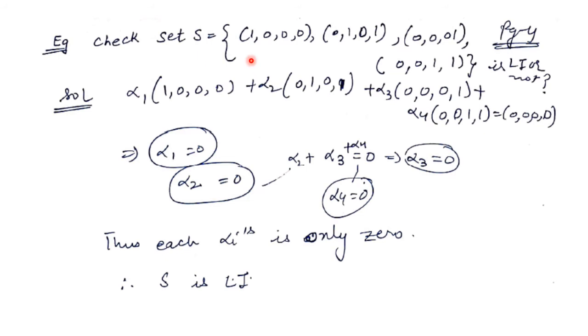One more example, let's suppose this is this set. We have to check whether this set is LI or not. So we take its linear combination, equate it to 0, right? We will get the equations in alpha i. Simplify all these equations. So we get each alpha i is 0 only, right? So therefore this set is LI. So if we get only the trivial solution, then LI, right? If along with the trivial solution we also get a non-trivial solution, then that set will become linearly dependent.